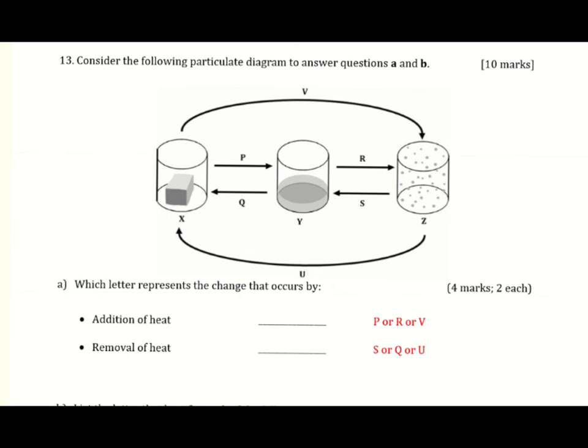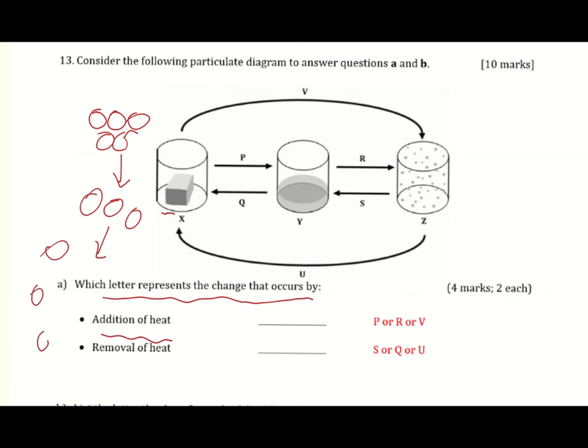Consider the following particulate diagram to answer questions A and B. Which letter represents change that occurs by addition of heat? Addition of heat means you are going from particles that are tightly packed to particles that are separated and very far apart. So here I can say that melting happens by addition of heat and evaporation or boiling happens by addition of heat. So which of those represent melting and boiling?